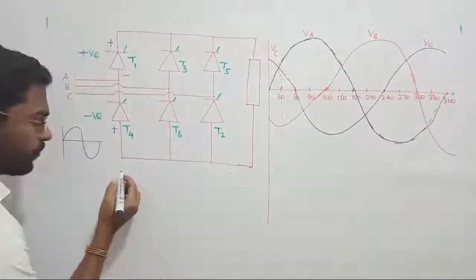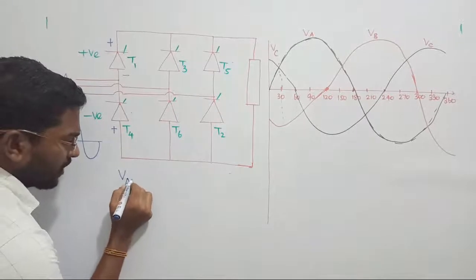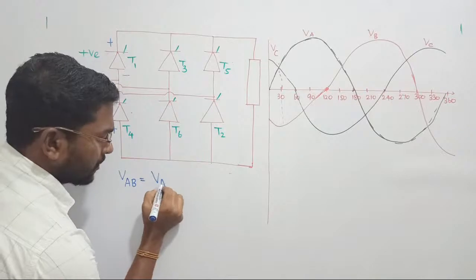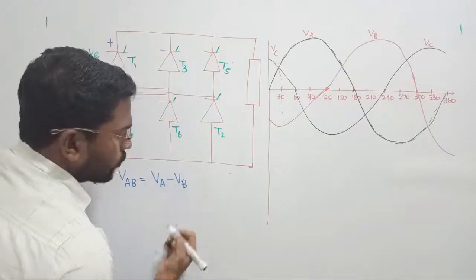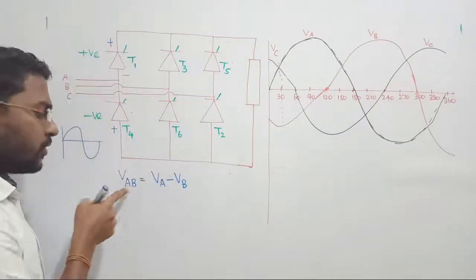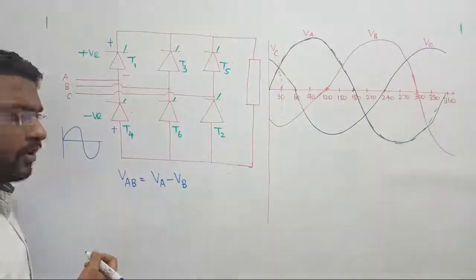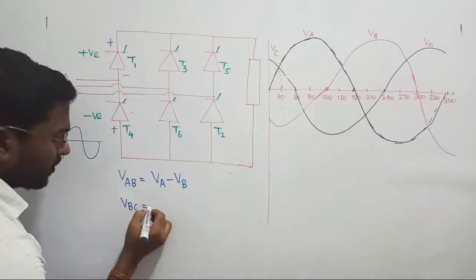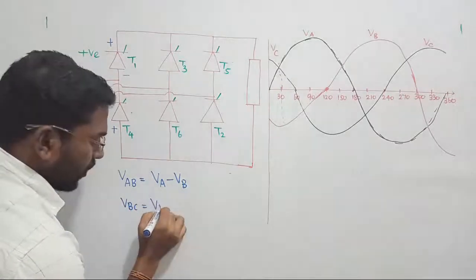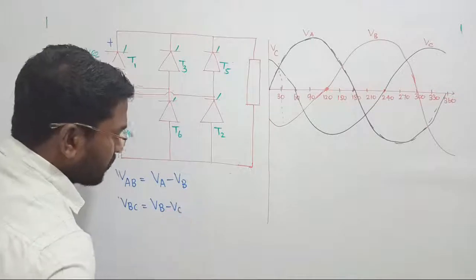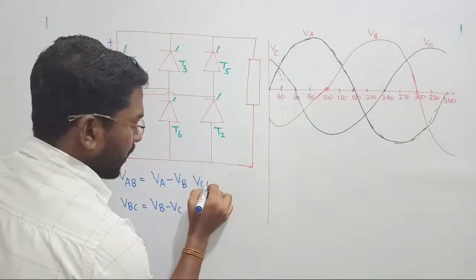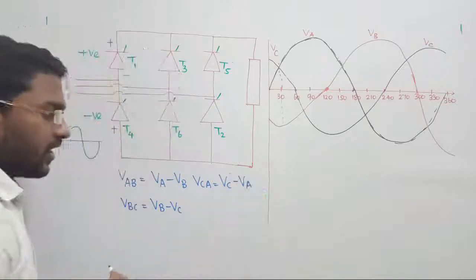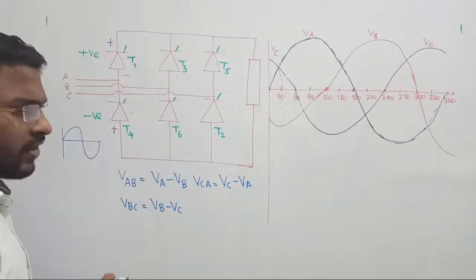If you want to know the line voltage AB, how will you get that? That is very simple. It can be done as VA minus VB. So by subtracting phase B voltage from phase A voltage, we can obtain the value of VAB. Similarly, VBC can be written as VB minus VC, and VCA as VC minus VA. That is how we are obtaining the line voltages.